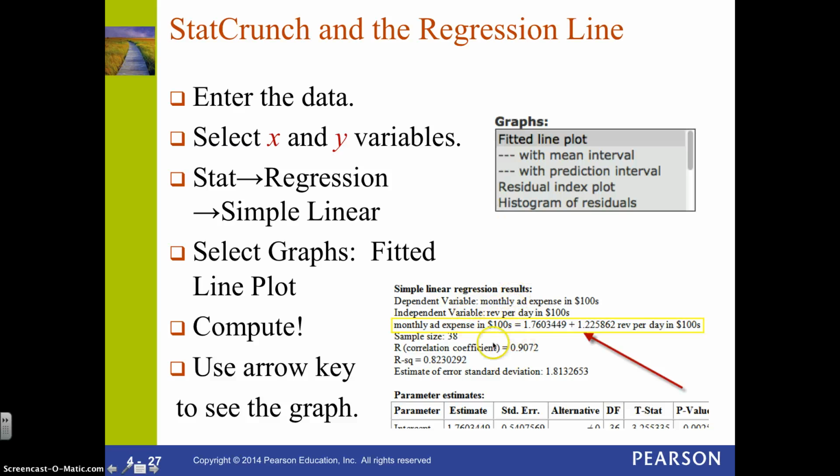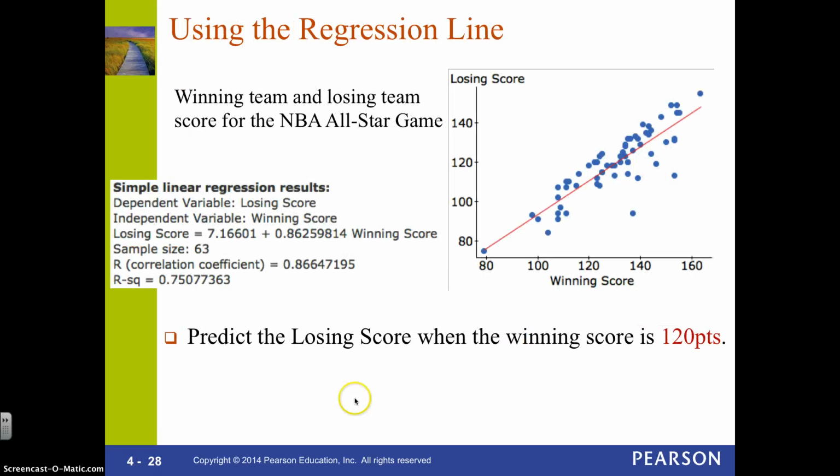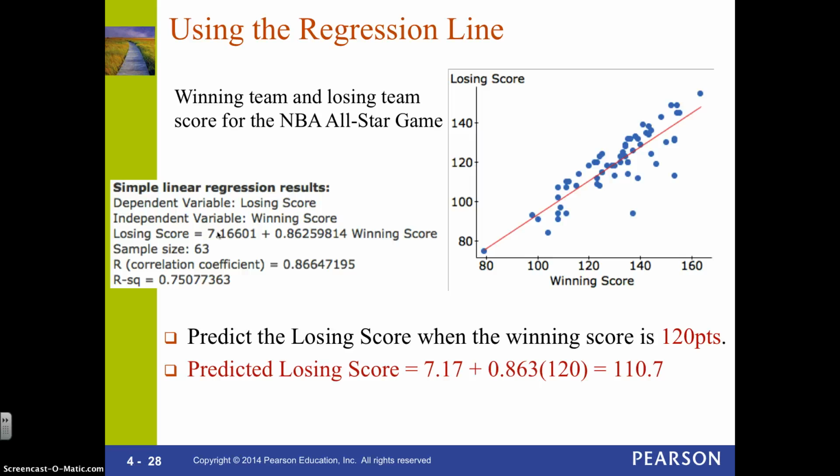This is actually for a different set of data, so the numbers are different. Here's my scatter plot. What if I want to predict the losing score when the winning score is 120 points? You notice it says losing score equals a number, plus another number times the winning score. The winning score is 120 points, so I put 120 in where it says winning score, multiply it by 0.8626, which is the slope, and then add in what we call our y-intercept. I get 110.7.